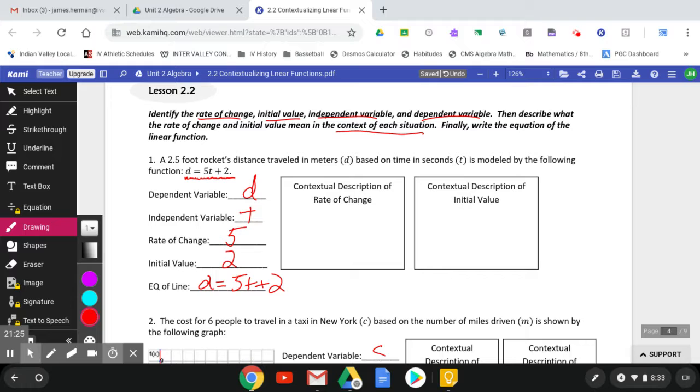Now, in context, what does that rate of change mean? Well, we're talking about a rocket. It's distance traveled in meters based on the time in seconds. What's that 5 represent? Meters per second. It went 5 meters per second.